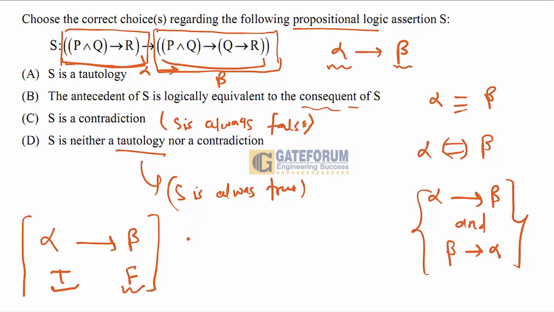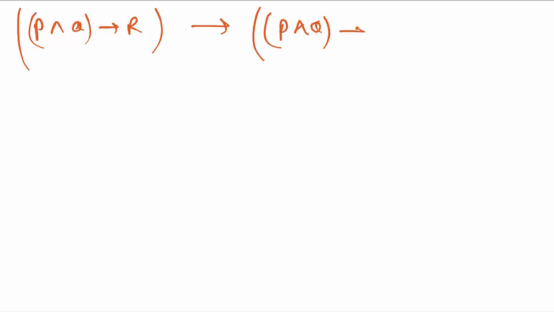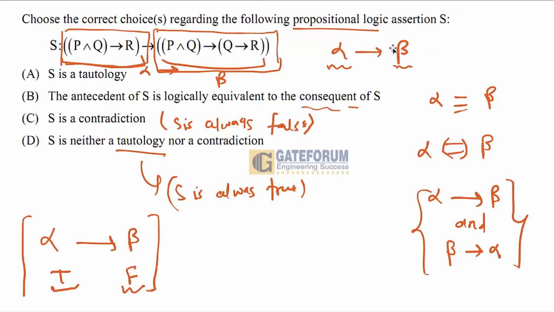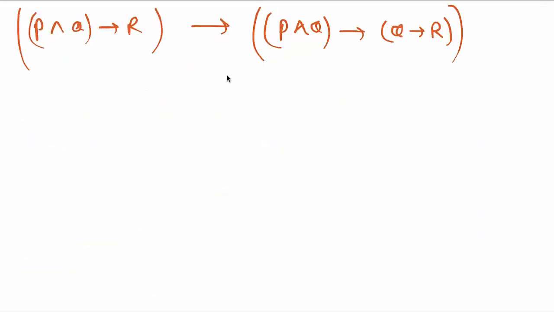Let's see. Let me write it on another page. P and Q implies R. I think this is our antecedent. Implies P and Q implies Q and Q implies R. Right? I think this is the question. So let's check whether we are able to arrive at a true-false combination or not. This is method one.